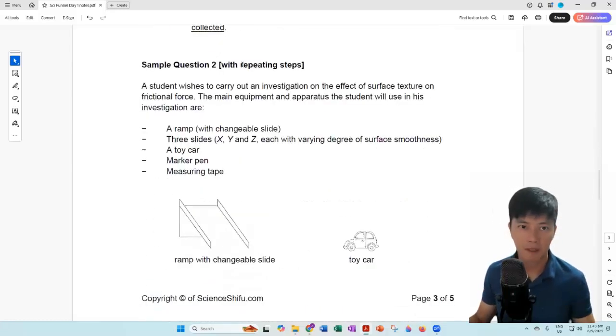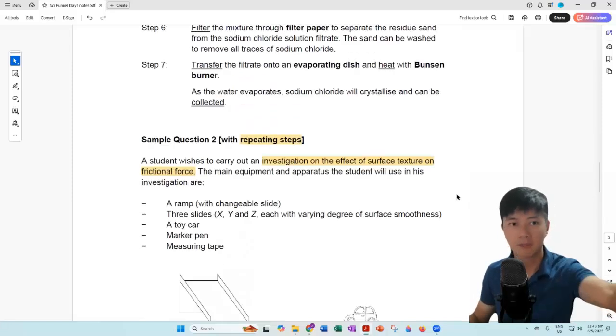Now let's look at another example, repeating steps. So you see here, how do I know that this experiment I need to repeat a few times? Well, we are investigating surface texture on friction. So this experiment you must repeat 3 times.